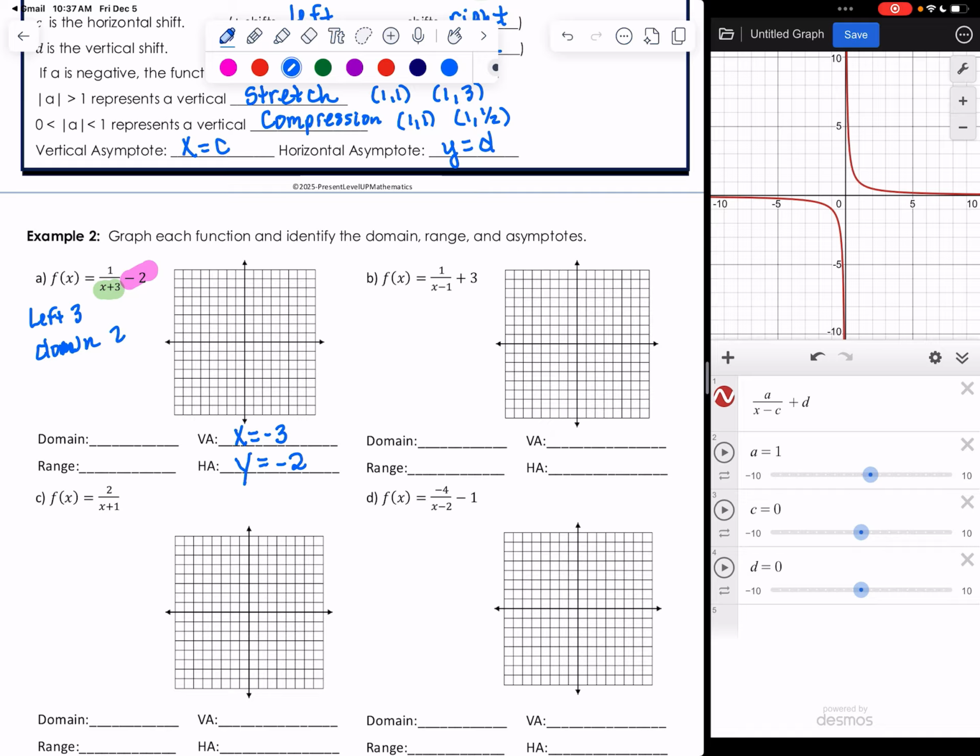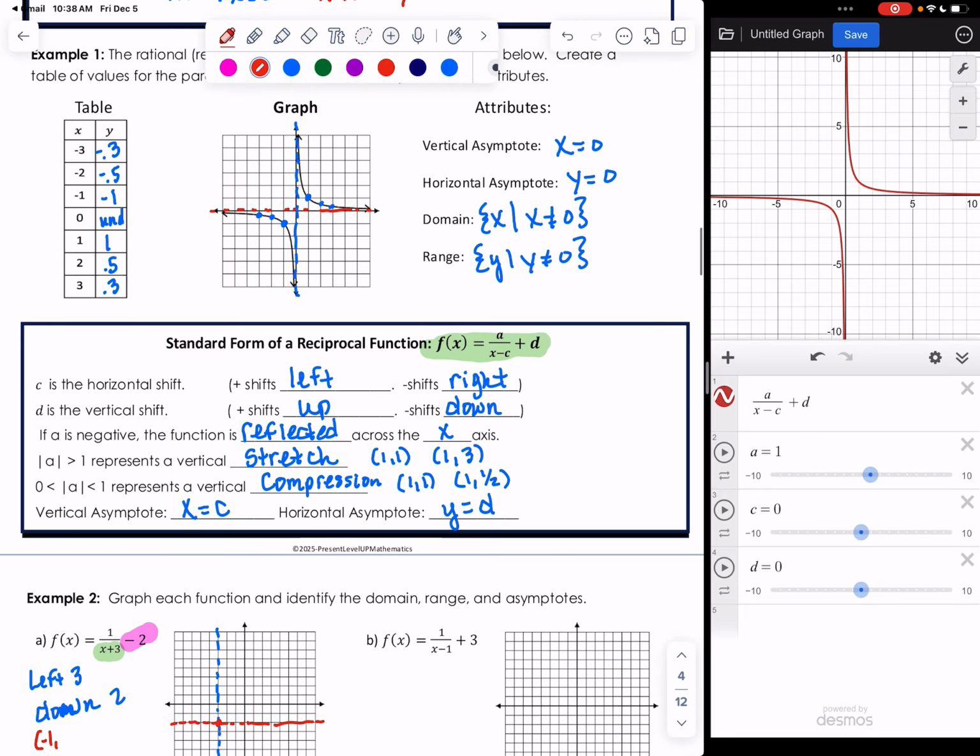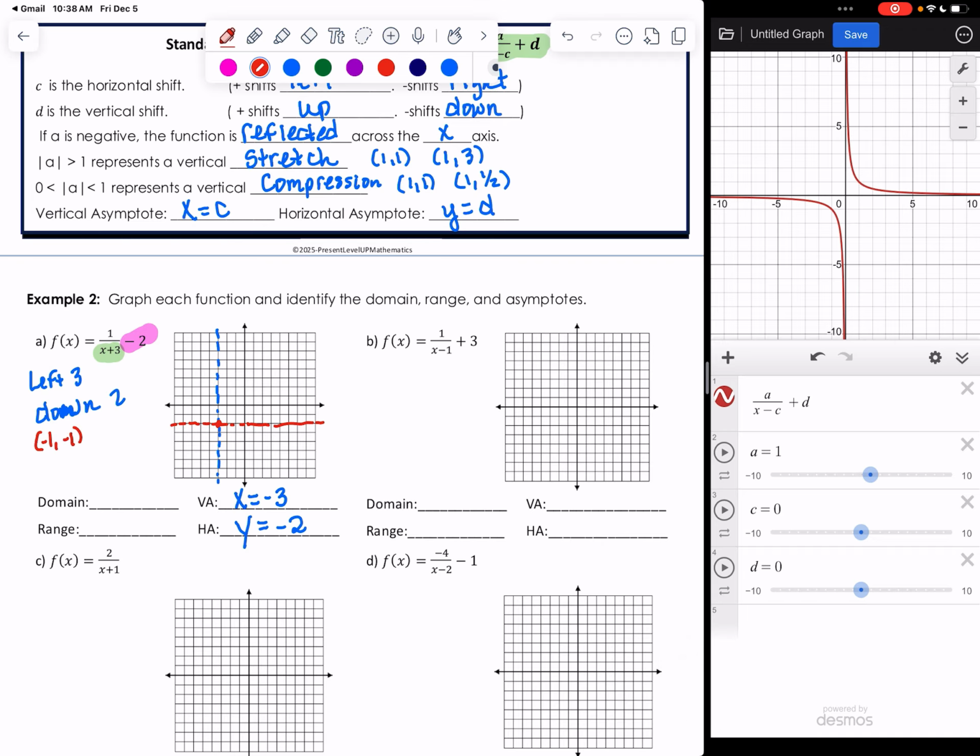Now I'm going to plot those asymptotes for you. So x equals negative 3 would be like right here. And our horizontal asymptote of y equals negative 2 would be right here. So this is like your new (0, 0) right there, okay? Now, when I graph these, remember our parent function had critical values at (-1, -1) and positive (1, 1). I'm going to still plot those critical values, but just from this new (0, 0) right here.